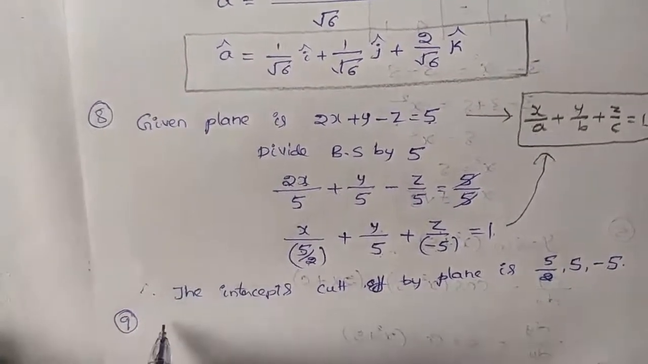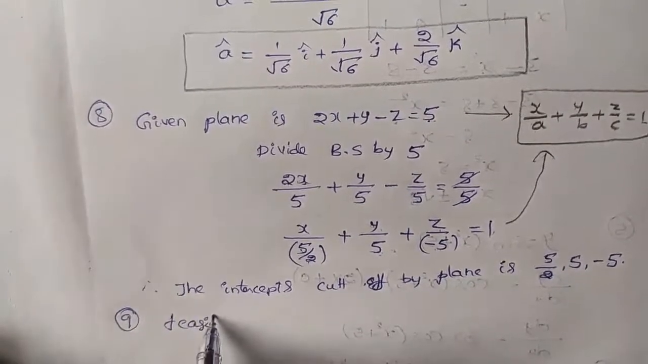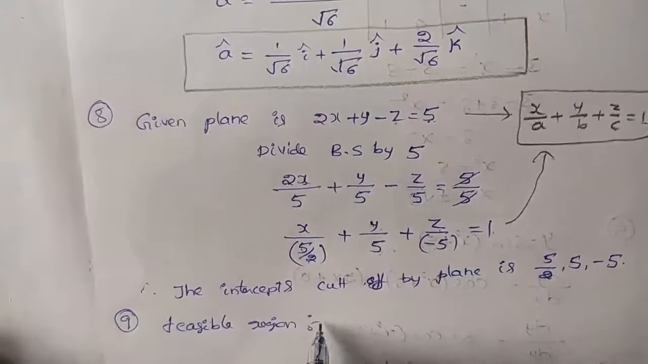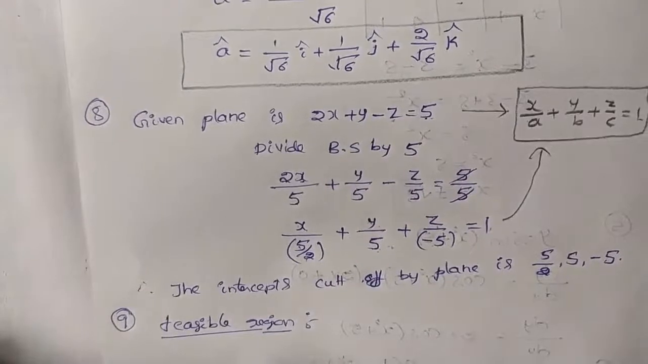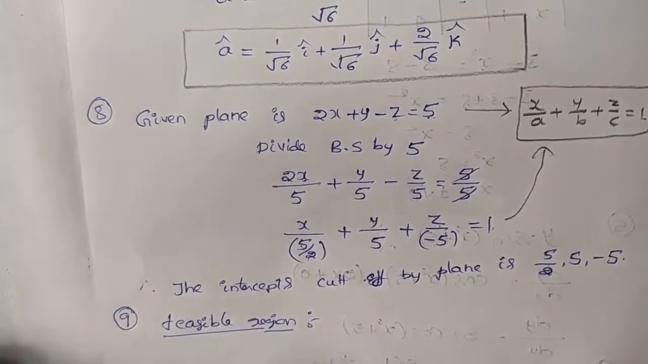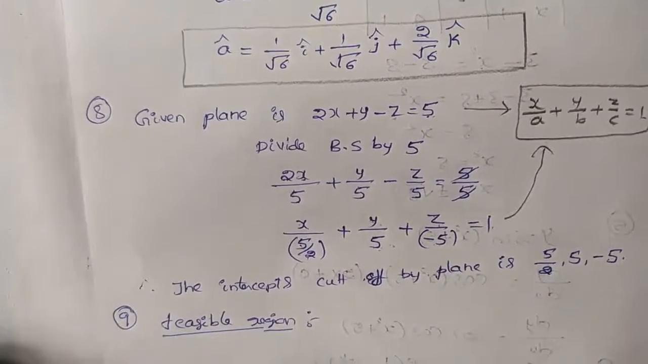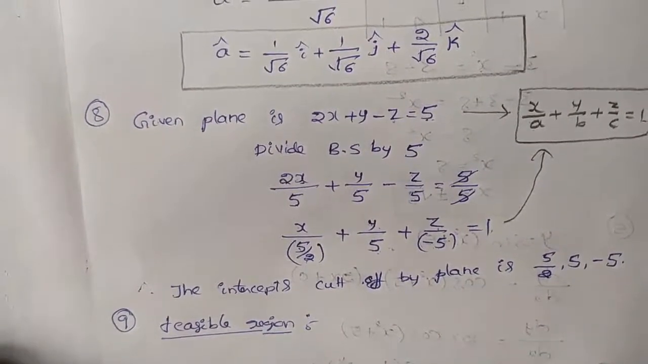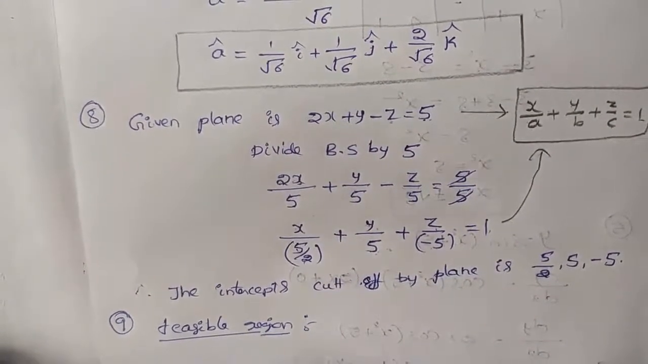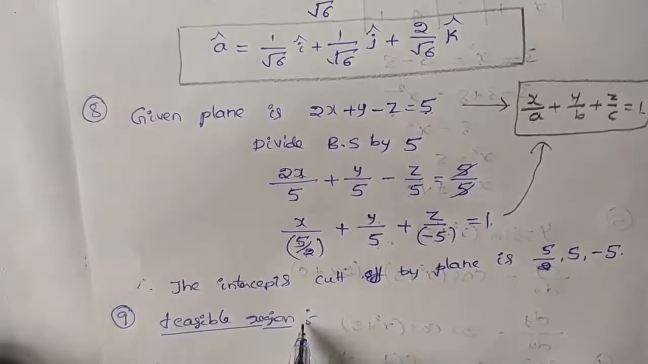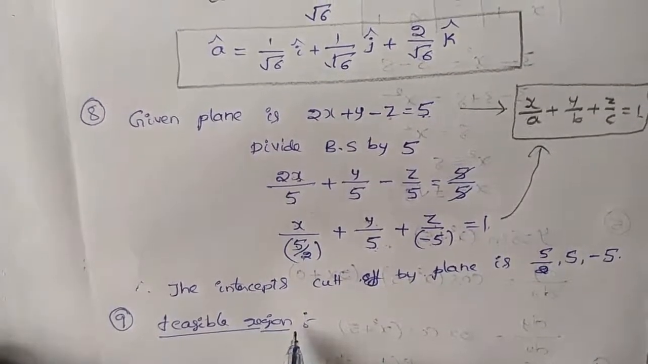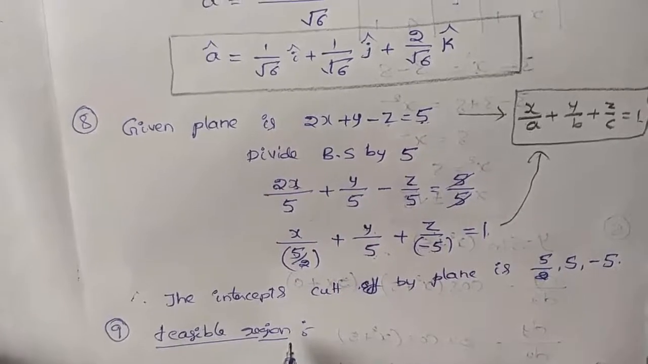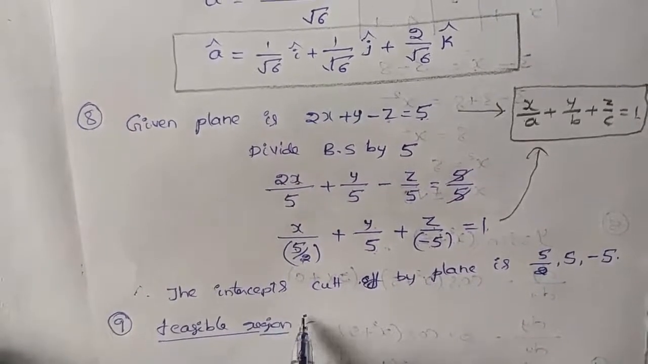Define feasible region. It is a direct question. No need of too much explanation for this question. So what is meant by feasible region? The common region determined by all the constraints including non-negative constraints of linear programming problem is called feasible region. It is the definition of feasible region.